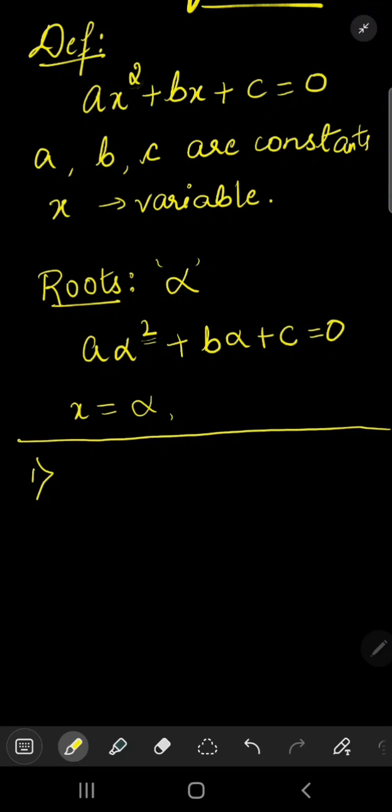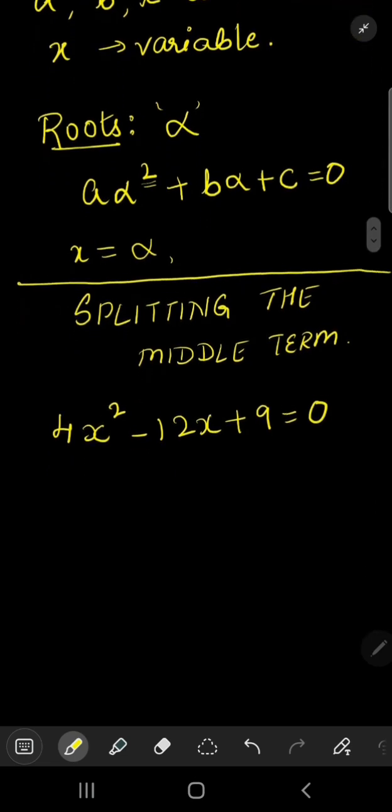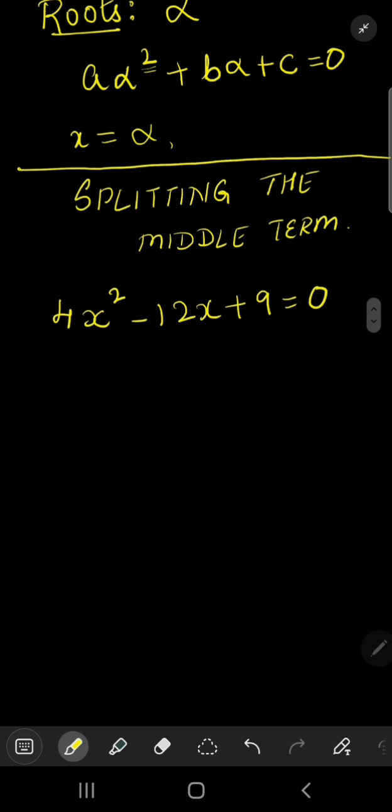Now let us solve a quadratic equation by the method of factorization, and this method is also called splitting the middle term. Let us consider a quadratic equation 4x square minus 12x plus 9 is equal to 0. Here we have to see that the right side should be 0. That means transfer all the terms to one side, and write the terms in descending order of the powers. So here x square, then x, and then the constant term.